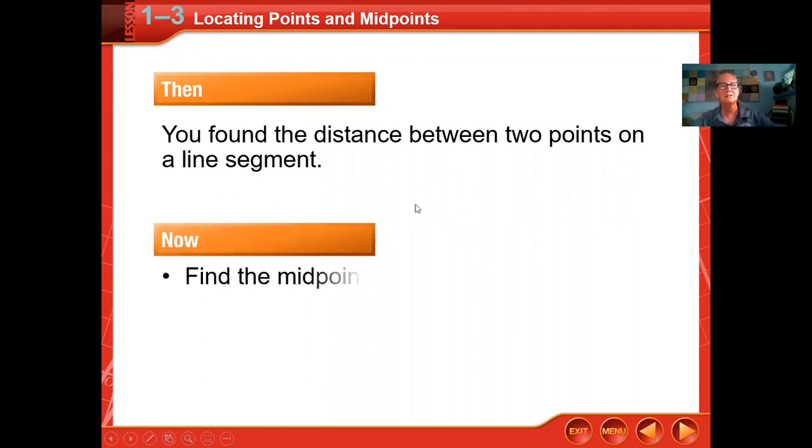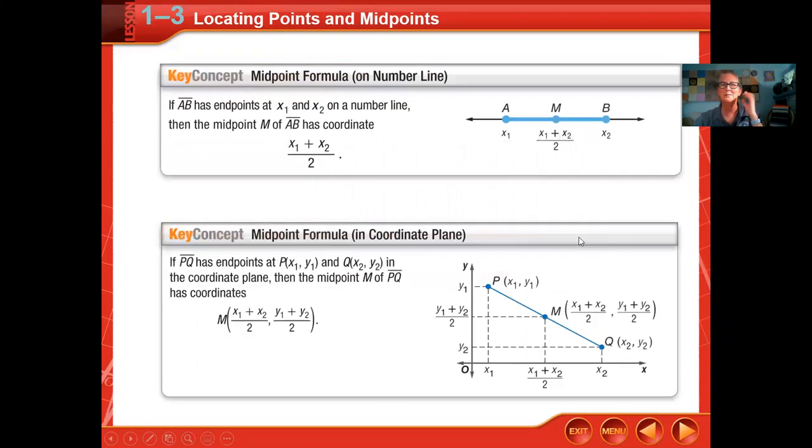Now, in this lesson, you will find the midpoint of a segment. So we're not talking about lines, we're talking about segments, 2 endpoints. That's the only way you can find the midpoint, which is the middle. That's the goal, to find the midpoint.